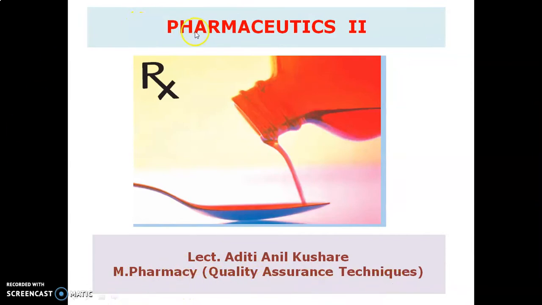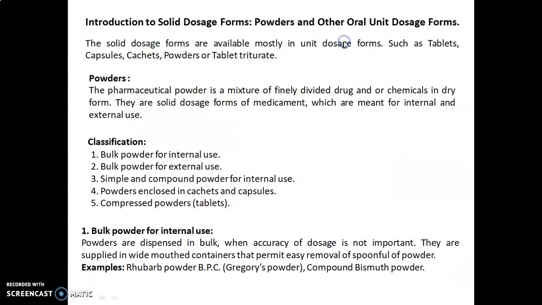Today we are going to discuss the experiments from Pharmaceutics 2. So we will discuss the introduction to solid dosage forms, that is powders and other oral unit dosage forms. The solid dosage forms are available mostly in unit dosage forms such as tablets, capsules, cachets, powders or tablet triturate. Powders. The pharmaceutical powder is a mixture of finely divided drug and/or chemical in the dry form. They are solid dosage forms of medicament which are meant for internal and external use.